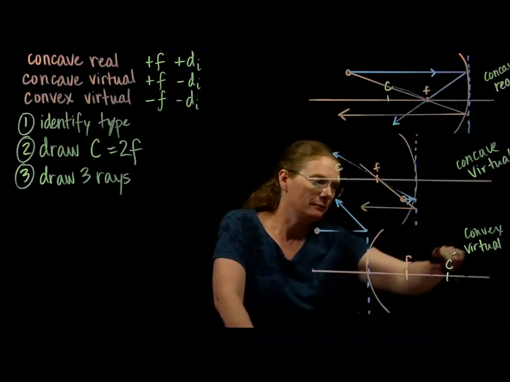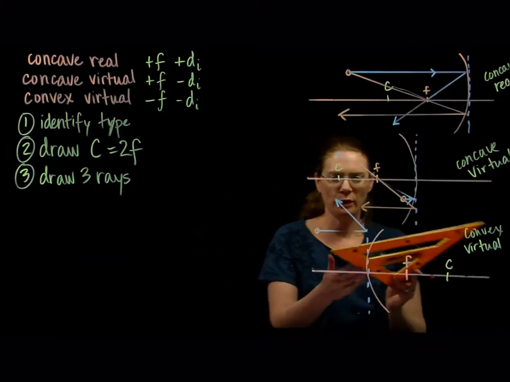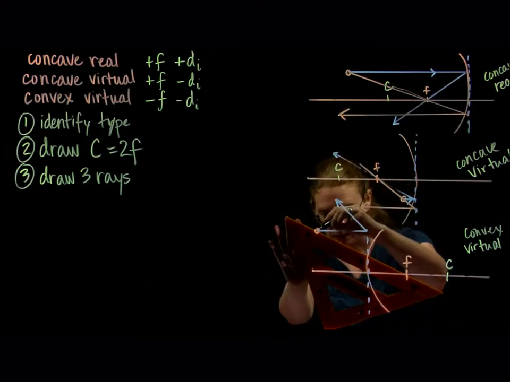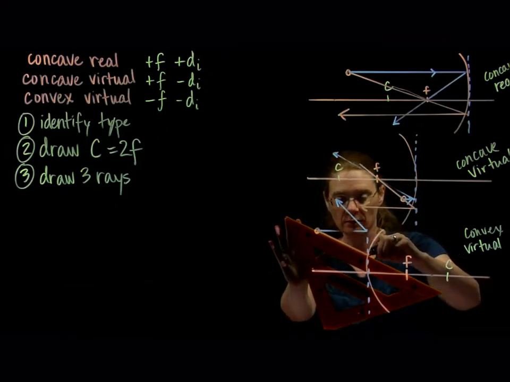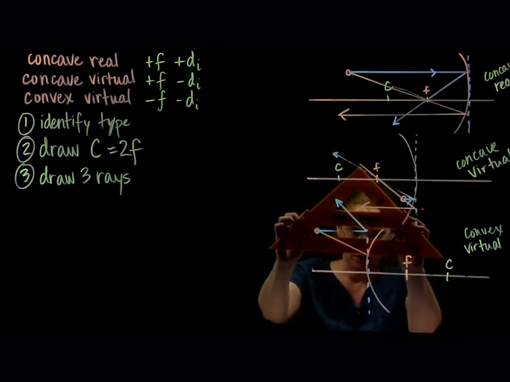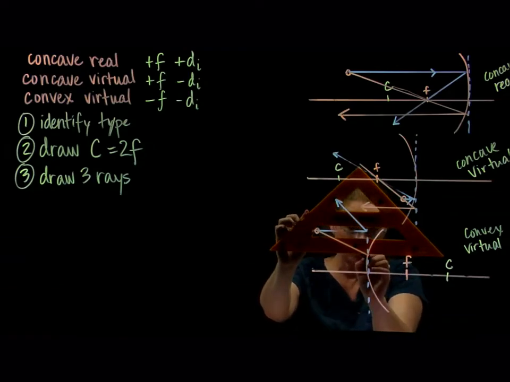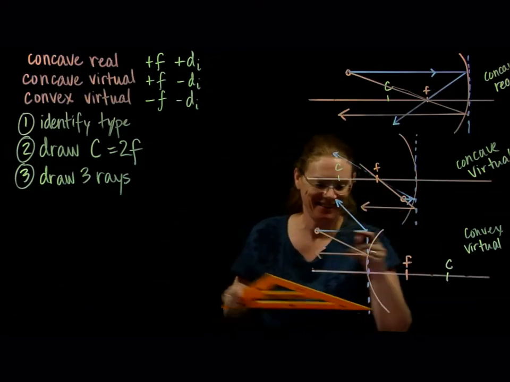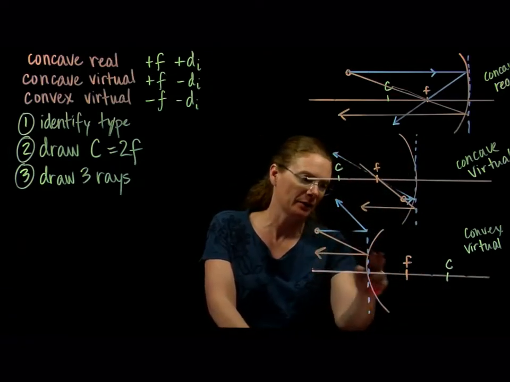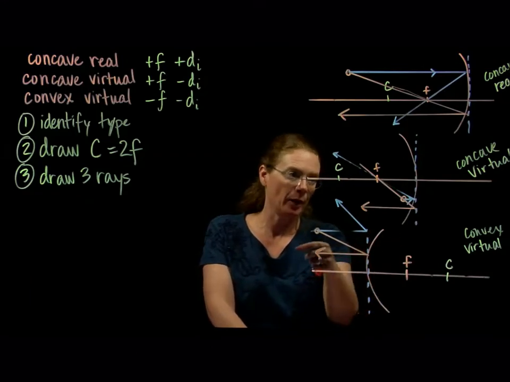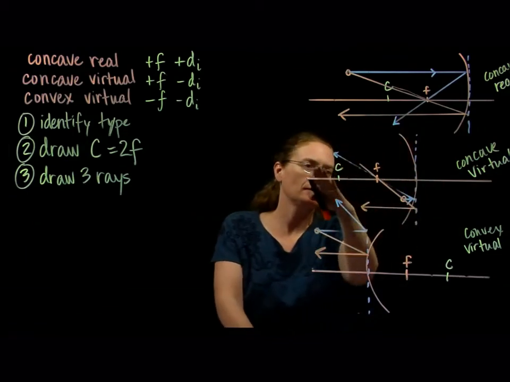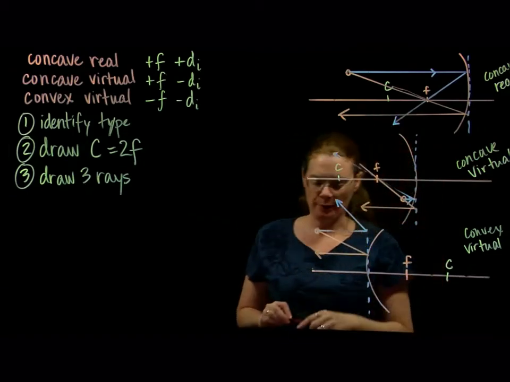The third one, convex virtual. All right, so we have something lining up the object and the focal, but as soon as it hits the mirror, it doesn't keep going through the mirror. As soon as it hits the mirror, it bounces back off. Something like that. So we aim a line connecting the object and the focal, and then as soon as it hits the mirror, it bounces off parallel. Line up the object and the focal, bounce off parallel.